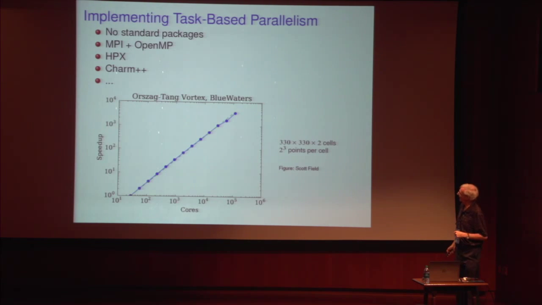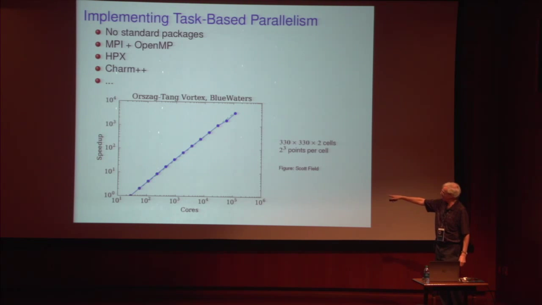All right, so here's a problem that we've done to illustrate this. The thing that makes this difficult is there are no standard packages. It's very difficult to program task-based parallelism, but I predict it will actually become easier. All right, so here's a test problem of some interacting vortices run on Blue Waters, which is a big machine.